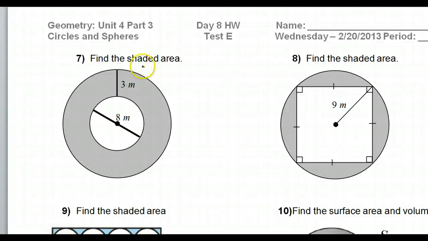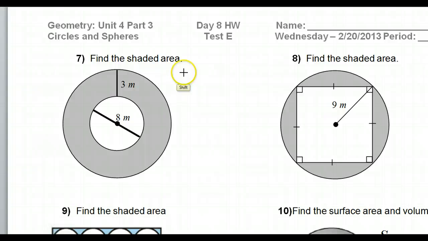Find the shaded area, okay? That's the area between these two shapes. Now I'm hoping you can see when you look at this, when I talk about the two shapes, there's a big circle and then there's a small circle. So it's very much like this.